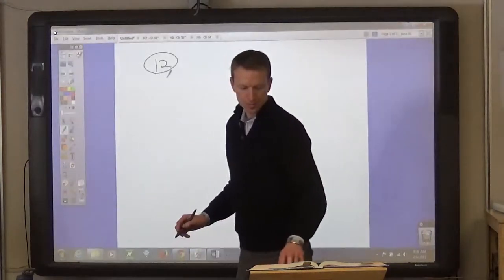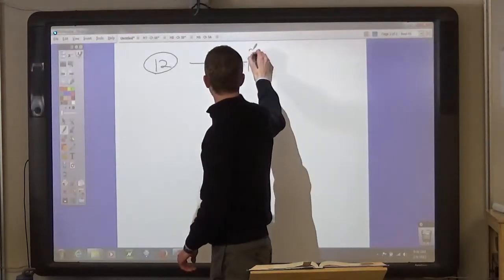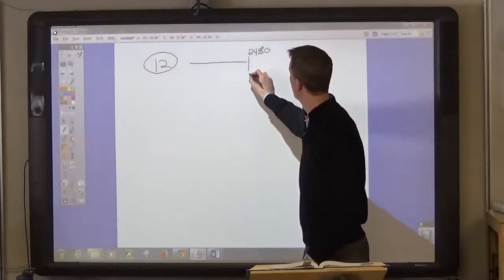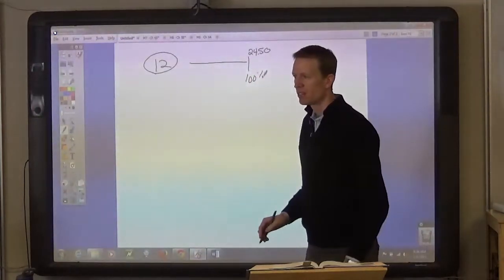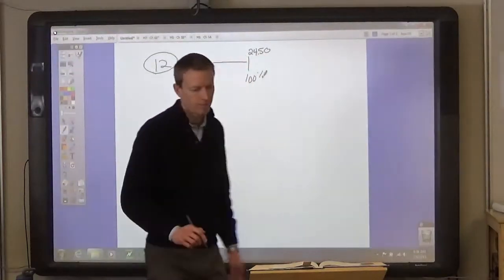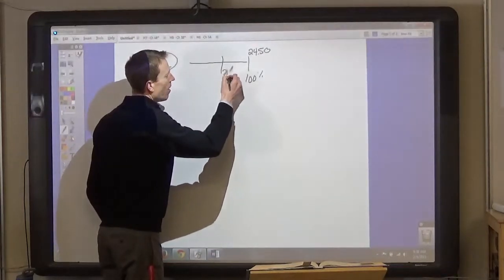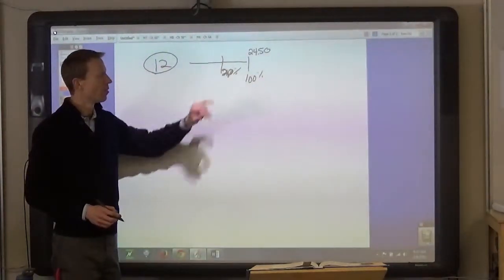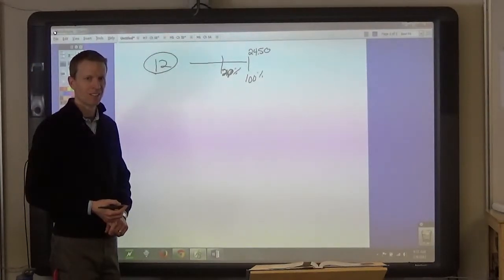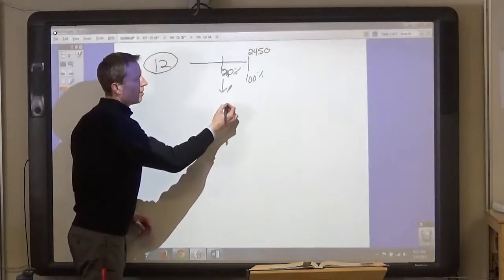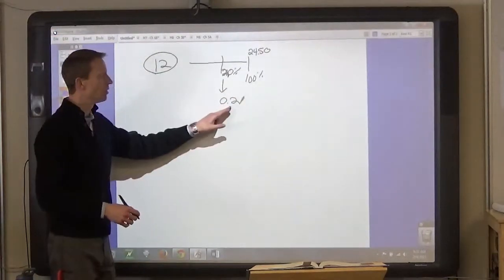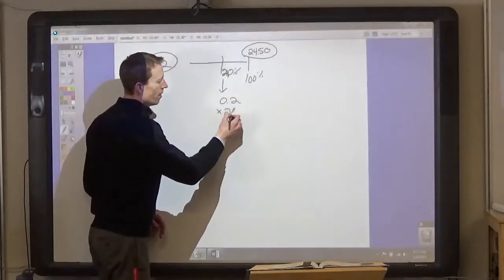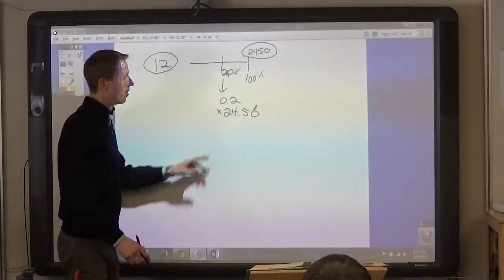Let's do number 12. The regular price is $24.50. Right? That represents what percent? That represents 100%, doesn't it? How much off? 20%. Okay. 20% off. How would we find 20%? What decimal would we use for 20%? 0.2. So 0.2 times 24.50. That will give us 20%.